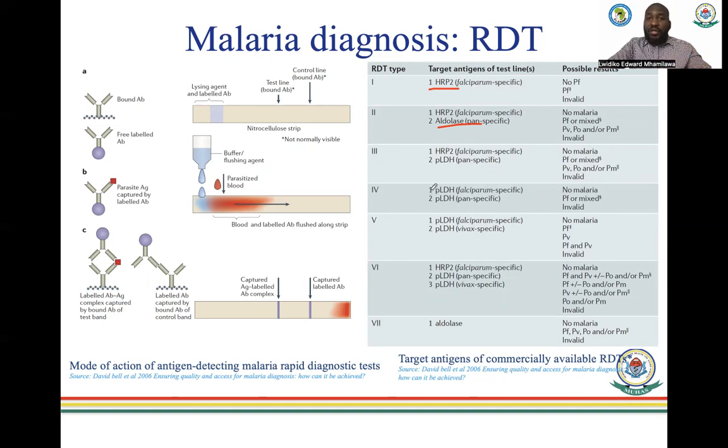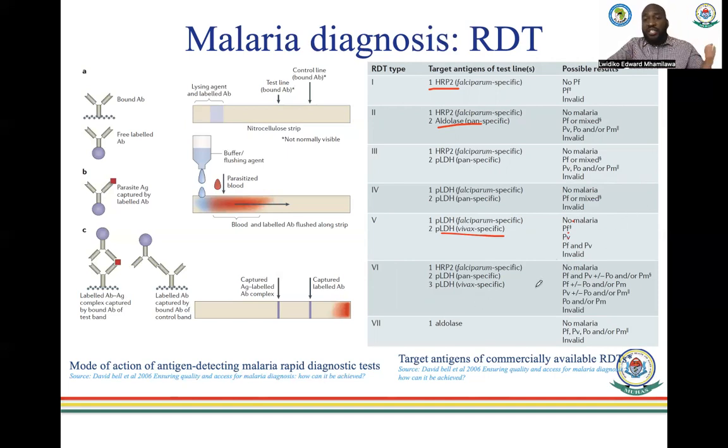Again, you can have purely LDH-based tests, LDH specific for falciparum and LDH for all the other species. This one can only tell you that there is no malaria or there's a mixed infection. It can't tell you if it's vivax, ovale, or malariae. And then there's another one which is LDH based but vivax specific. This one is much more useful. It can tell you whether there's no malaria, or there is falciparum, or vivax, or a mixed infection. It doesn't tell you about the other ones.